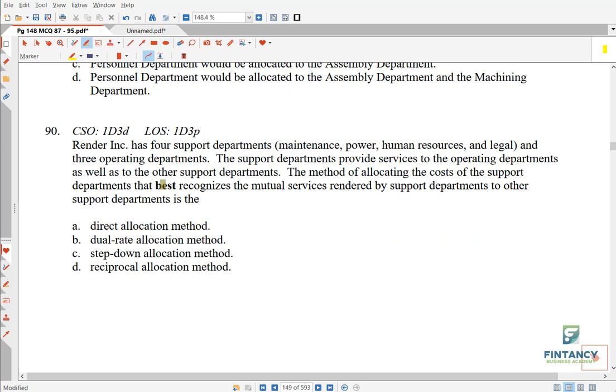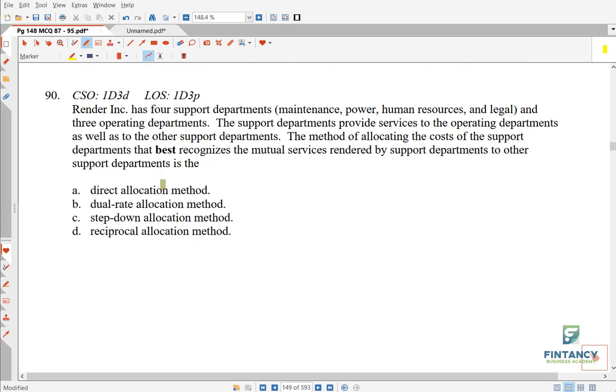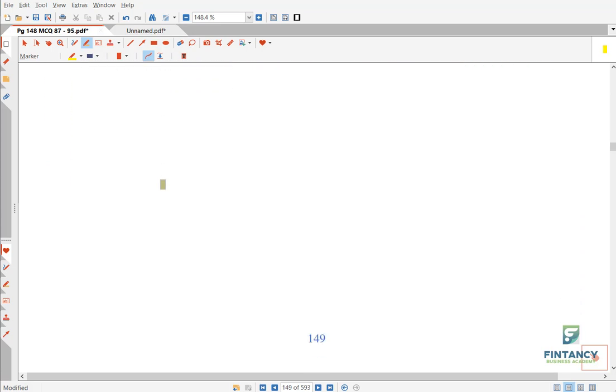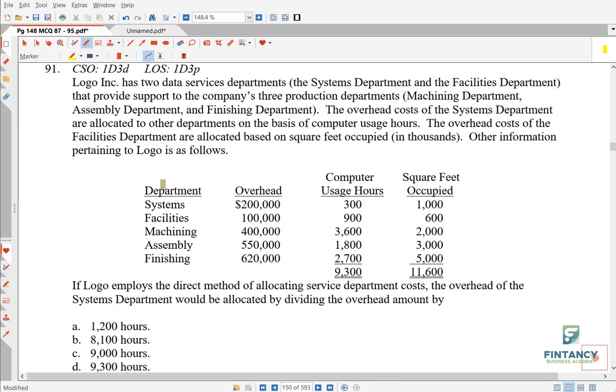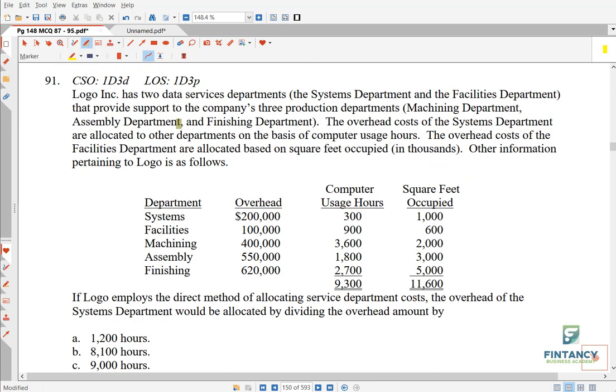So my friends, this is another question you can do. Okay. Let's do some calculation type of question. This is question 91. What they are telling you, exam technique: first read the requirement.